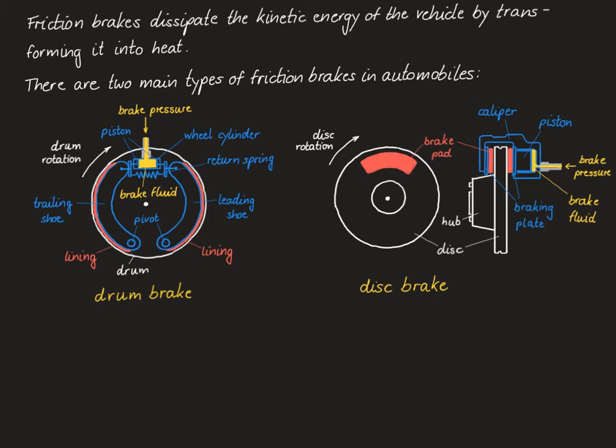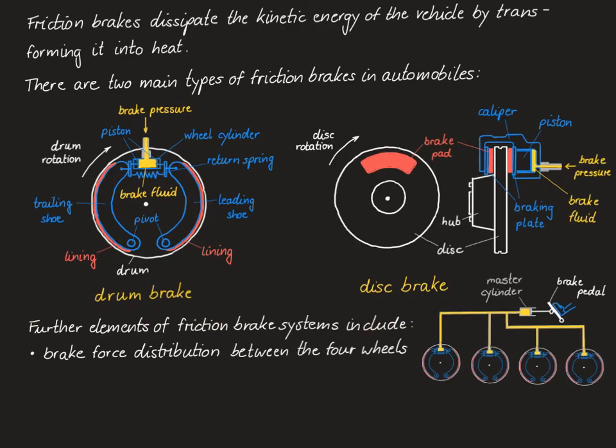In reality, there exist additional types of drum brakes, and of course, there are a lot more details about either type of brake. Further important elements of real friction brake systems include a method and device for brake force distribution between the four wheels, as illustrated by this a little simplistic diagram on the right-hand side. The main idea is that if the driver pushes the brake pedal, then the pressure is increased in a master cylinder, and then this brake pressure has to be distributed between the four wheels of the vehicle.